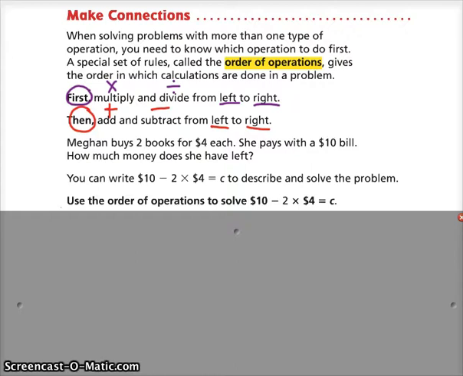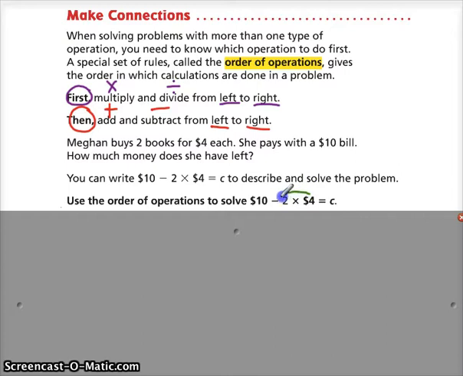Megan buys 2 books for $4 each. She pays with a $10 bill. How much money does she have left? We could write $10 minus 2 times 4 equals C to describe and solve this problem. And then we could use the order of operations to solve.